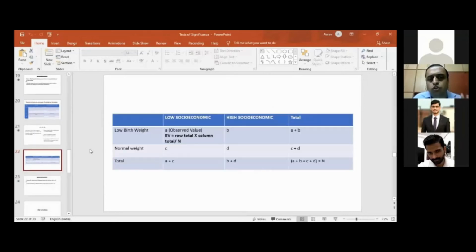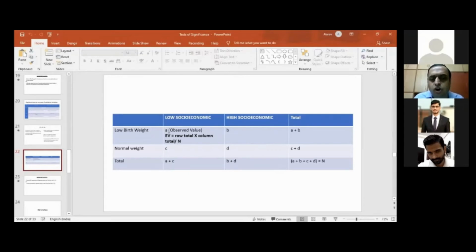You are going to draw a 2x2 table. This is called the 2x2 table. Now low birth weight, normal weight. Low socioeconomic, high socioeconomic. That is how. So some patients will be in A, some patients will be in B, some in C, some in D. This is a normal 2x2 table.